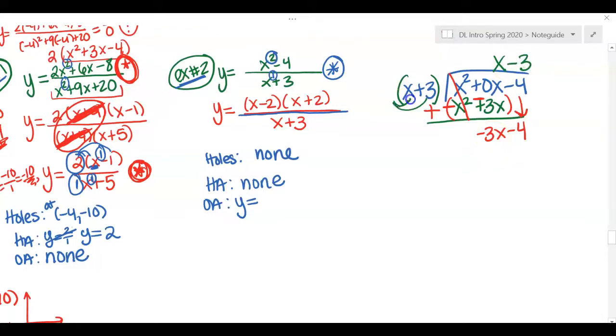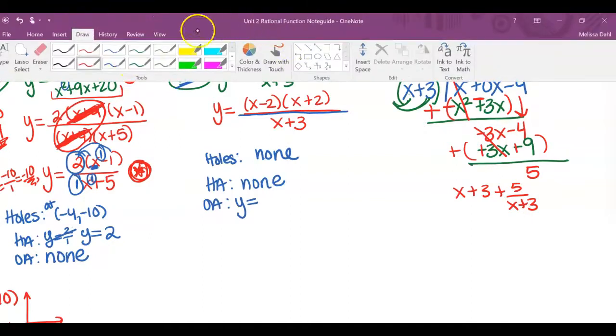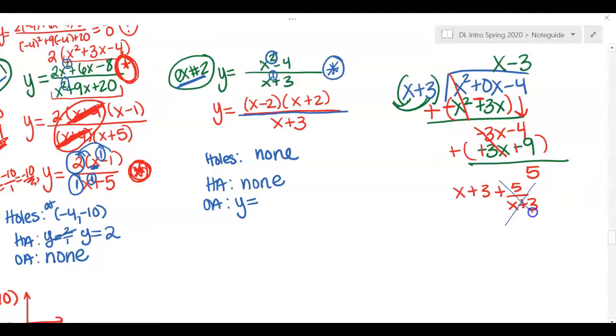And that negative 3 now distributes to each of the terms in here. So negative 3 times x will make negative 3x. Negative 3 times 3 will make negative 9. And again, we're subtracting this entire quantity, which can be viewed as addition if we distribute the negative sign. And then we have a remainder of 5. So the actual answer to the division problem is x plus 3 plus this remainder. But when we go to write the oblique asymptote, we actually do not include the remainder.